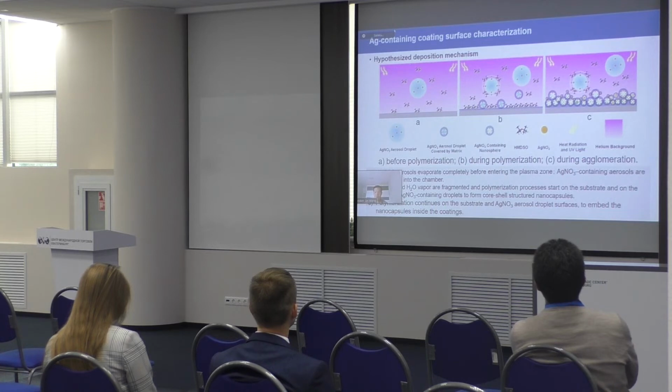In the third stage, the polymerization continues on the substrate and the silver nitrate aerosol droplet surface to embed the nanocapsules inside the coating. As the polymerization proceeds, neighboring nanocapsules grow in size and start to connect and intersect, as seen in some images.